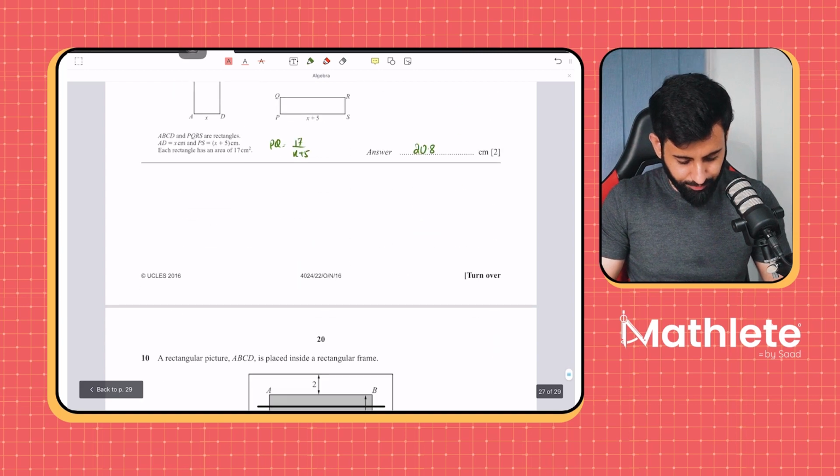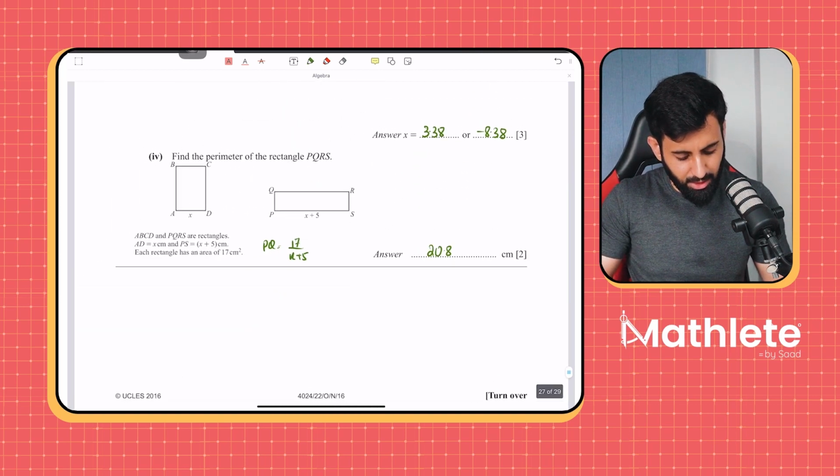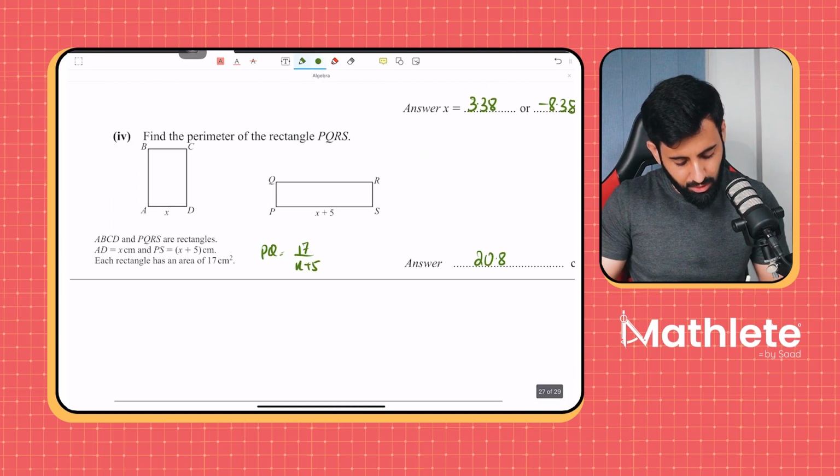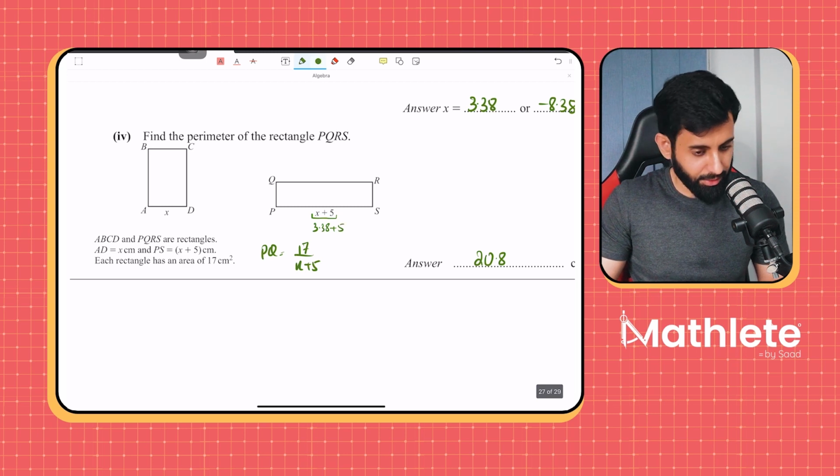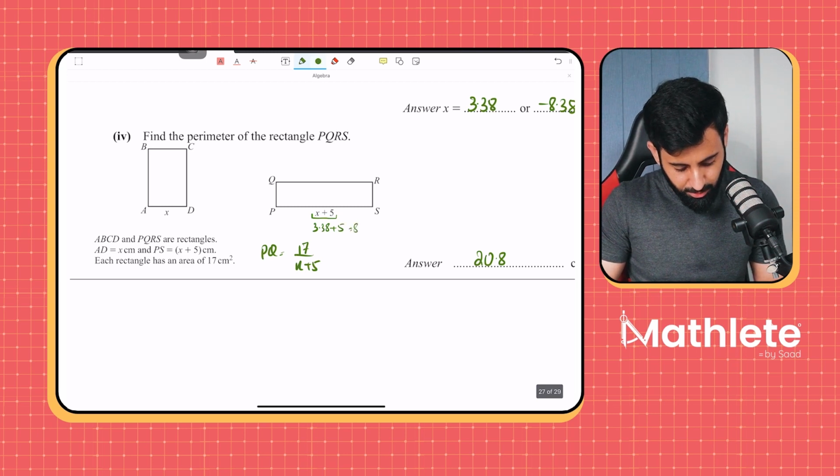So in the last part, you have to find out the area of rectangle PQRS. That means you need to find out what this length is. So you will use 3.38 as the value of x plus 5. So this becomes 8.38. So that means this is also 8.38.